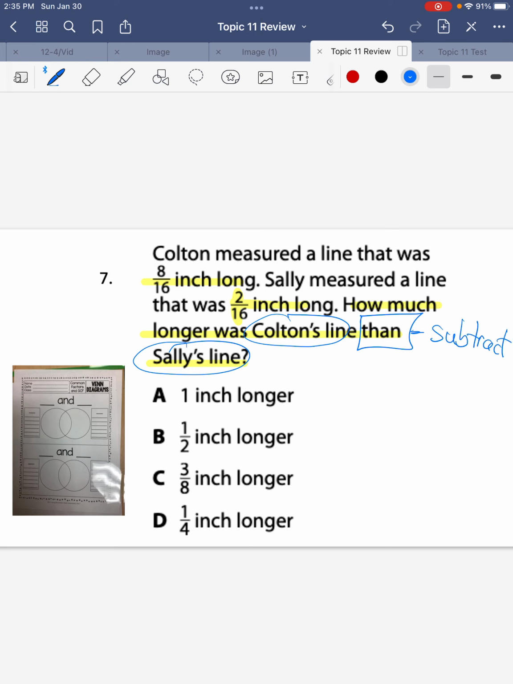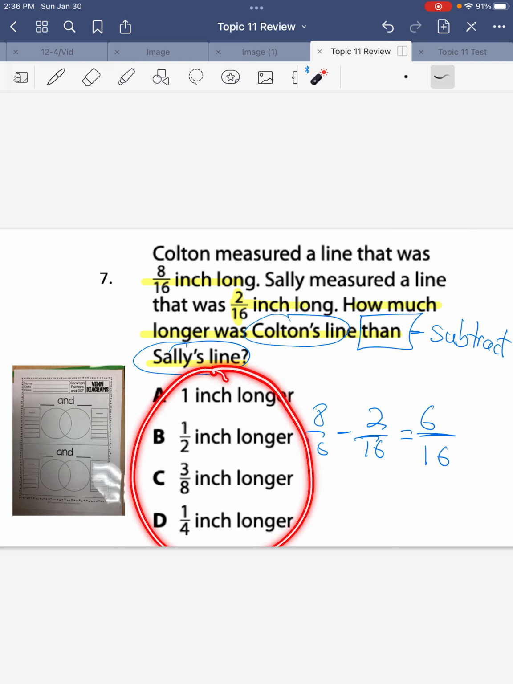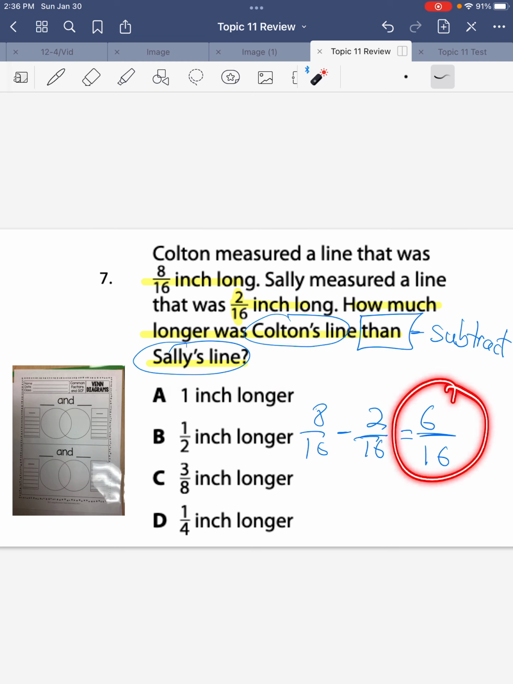They are comparing two things, and we have the word than. So I'm going to put 8/16 minus 2/16. Okay, remember our denominator, the 16, is not going to change. I'm going to do 8 minus 2, and I get 6, okay? So now I look at my answers. Do I have that here? I do not. So let me try simplifying this, okay?